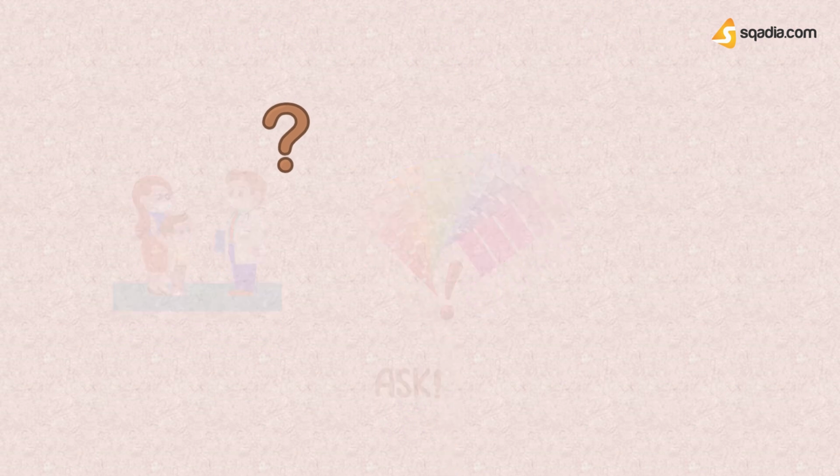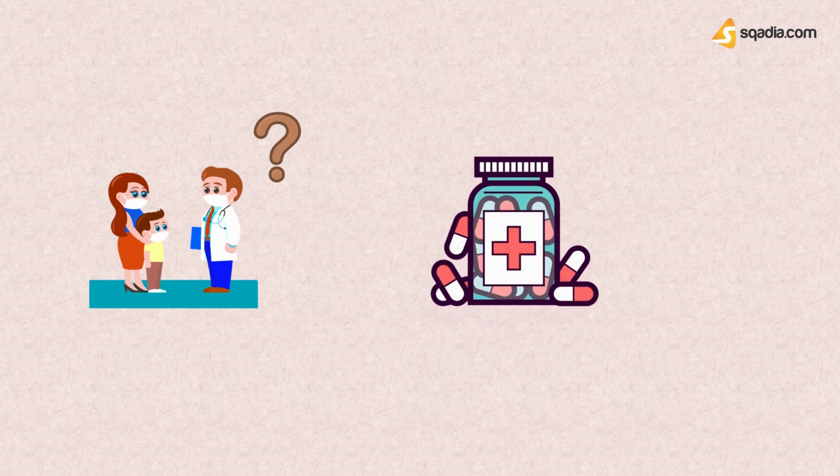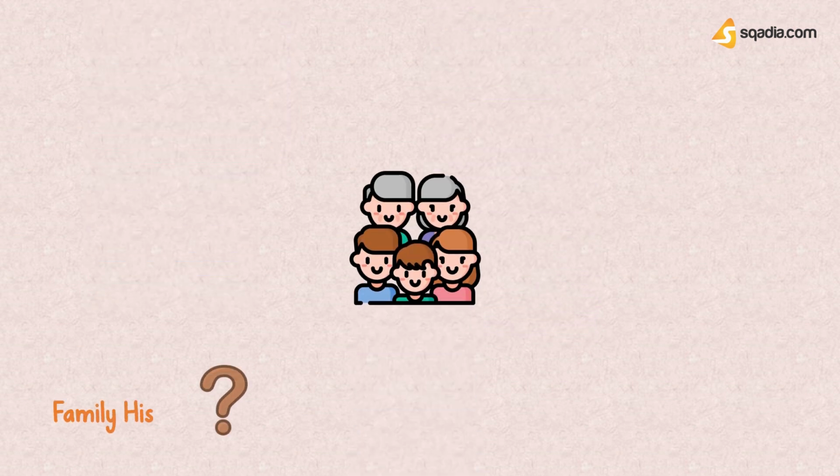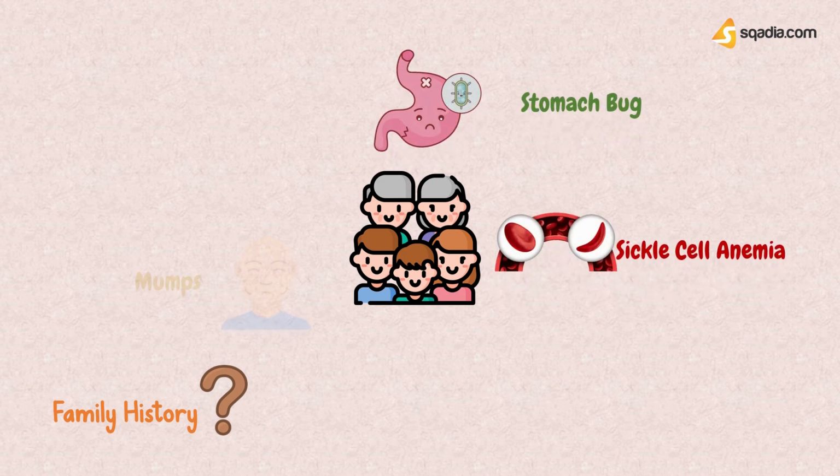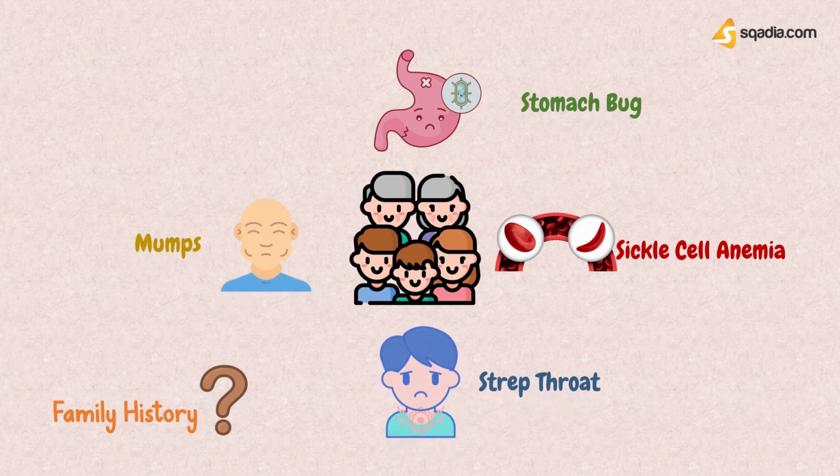You will ask the parent if their child is taking any medications. Next, you will ask the parent if the child or anyone in their family has had any of these conditions, like recent stomach bug, sickle cell disease, mumps, or strep throat.